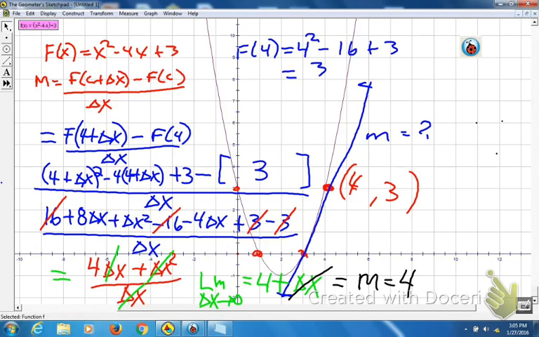Okay? So again, a little bit of work to do this slope in this method. And remember, we're going to eventually substitute c for x, and we'll be able to find the slope of any point along that curve, provided the limit does exist.